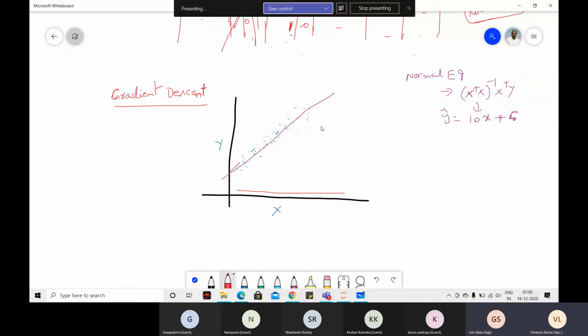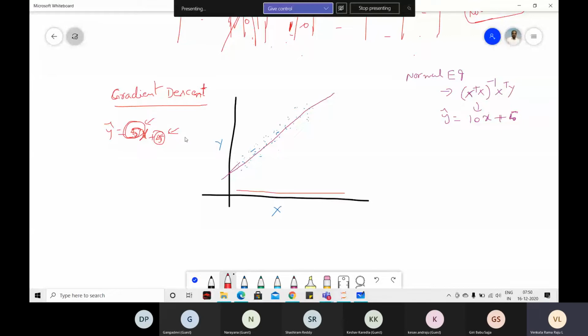Maybe it forms a reference equation to start with. Reference equation to start with means maybe y cap is equal to 5x plus 5. Some theta 0, some theta 1 it chose, and made an equation, right? Randomly drawing an equation or randomly choosing theta is the same. Do you agree? Randomly choosing an equation. Do you agree? Agree, right? Right.